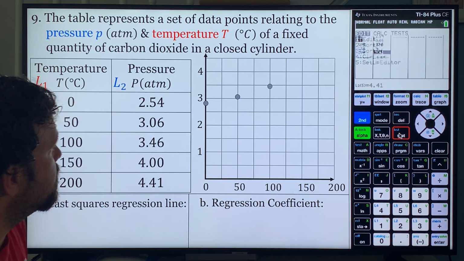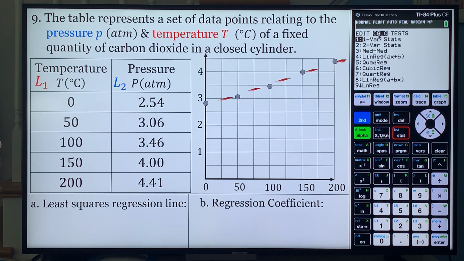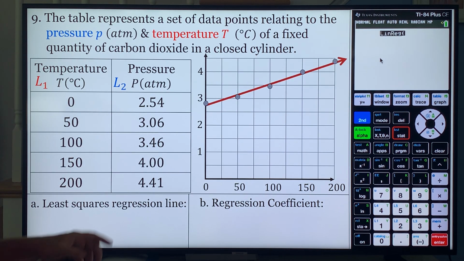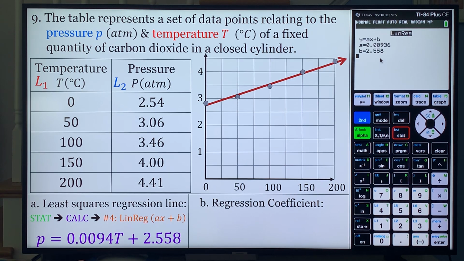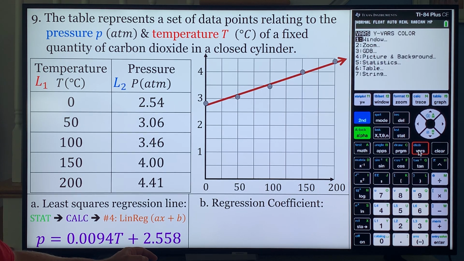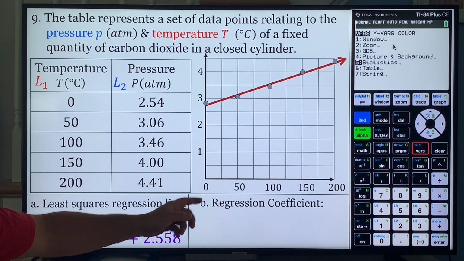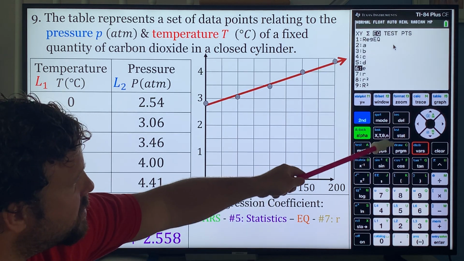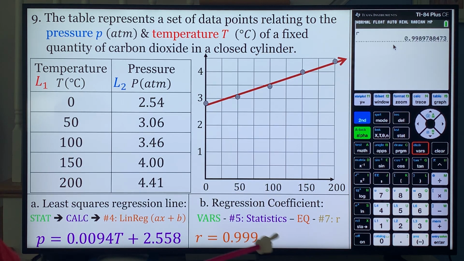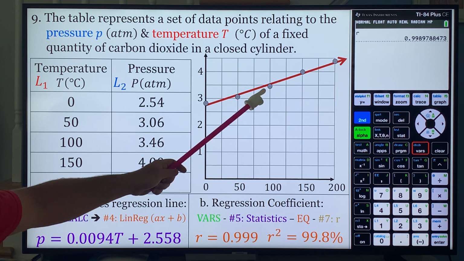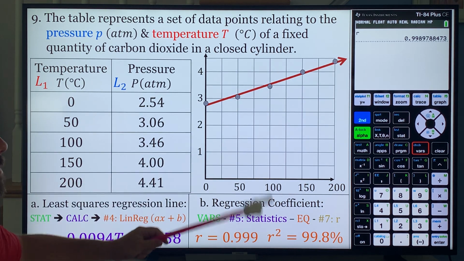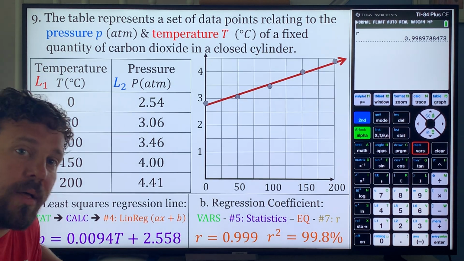All right, least square regression line. Plot these points as you're going. You draw the line if you want. Stat, Calc, LinReg: 0.00936, and just round out the 4, 2.558. All right, regression coefficient. Once again, Vars, Stat, EQ: 0.99897. All right, that's about 99.8%. Does that look pretty good right there? It looks pretty good to me. Hopefully it looks pretty good to you as well.